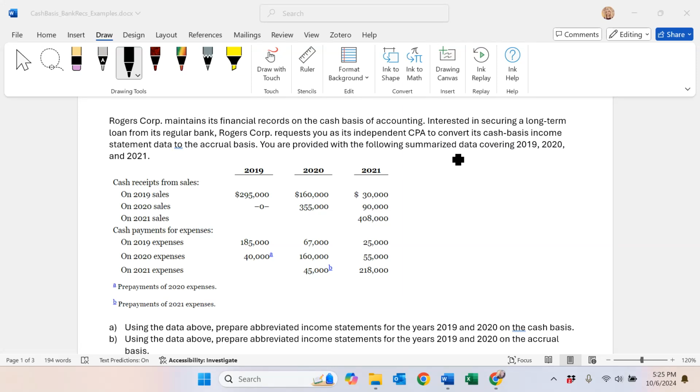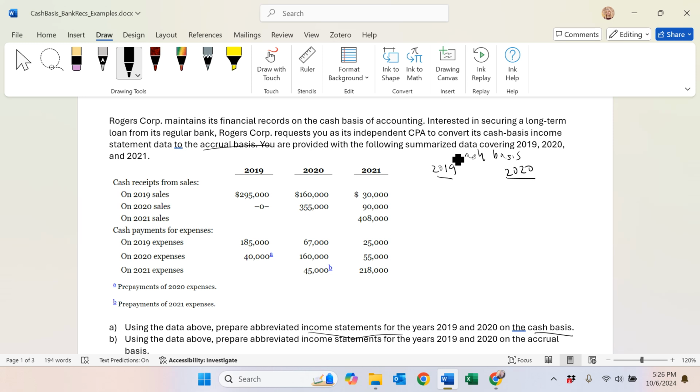Here's another example. Rogers Corp uses the cash basis, but its bank is asking for financial statements that are on the accrual basis. So our job is to convert this cash-based information to accrual-based information. Actually, the first thing it's asking for is income statements on the cash basis based on this information. And we want cash-based net income for 2019 and 2020.